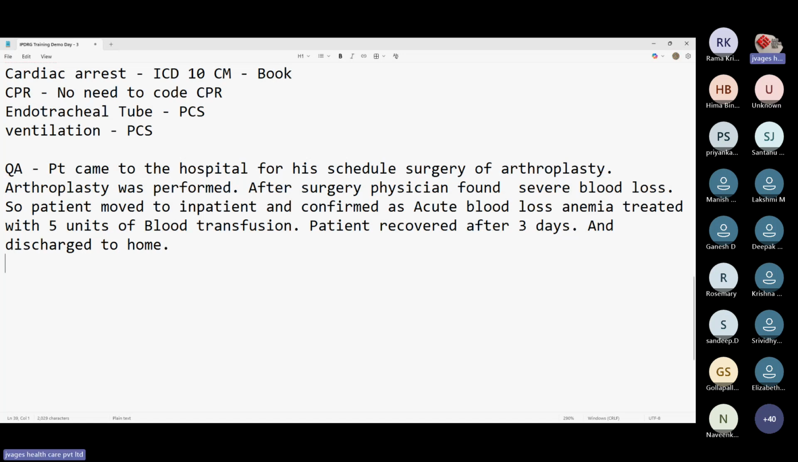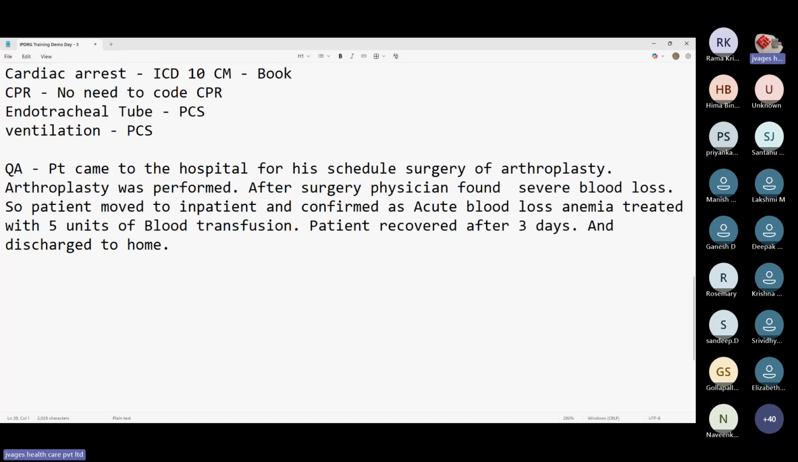A patient came to the hospital for his scheduled surgery of arthroplasty. Arthroplasty was performed. After surgery, the physician found severe blood loss, so the patient was moved to inpatient and confirmed as acute blood loss anemia. Treated with 5 units of blood transfusion. Patient recovered after 3 days and was discharged to home.